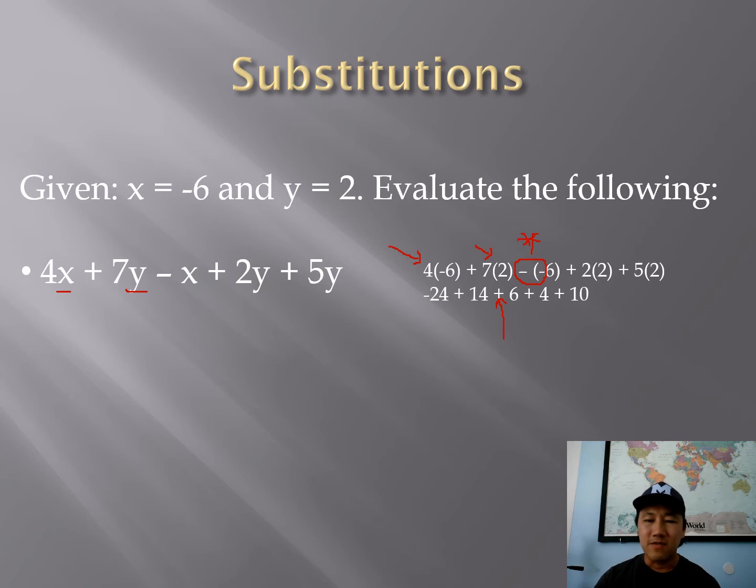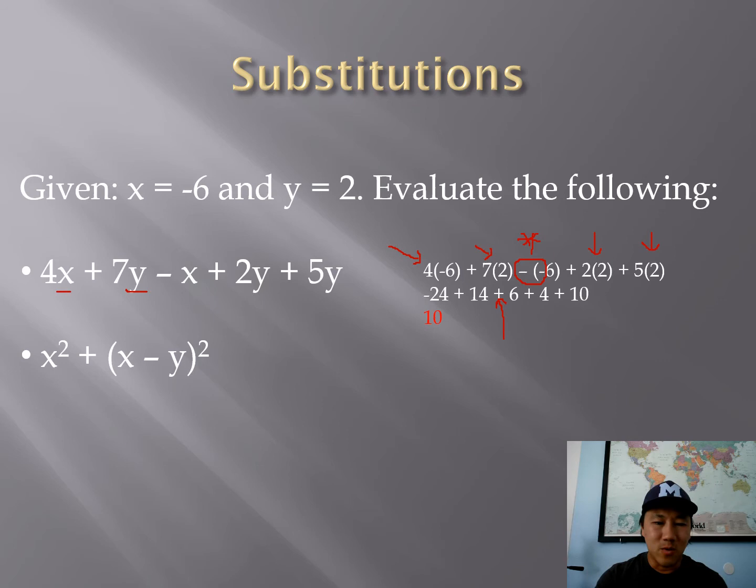That becomes a positive 6. This is just a 2 times 2, which is 4, and then a 5 times 2, which is 10. Alright, from here, we just add and subtract to get 10. Not bad, not bad. Here's another one.